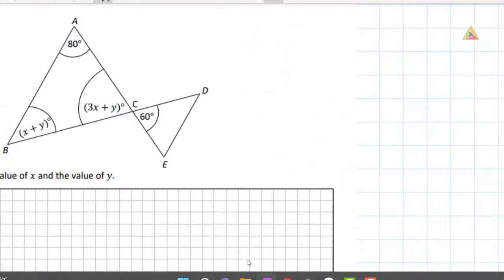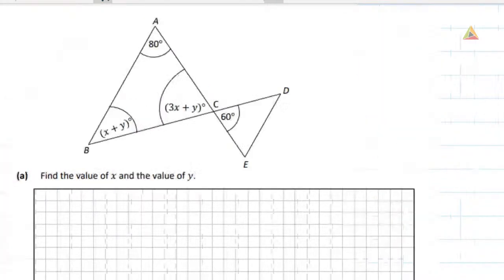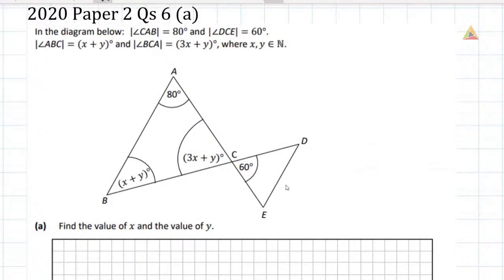Okay, so this question, in the diagram below, it says the size of the angle CAB is equal to 80 degrees and the size of the angle DCE is equal to 60 degrees. Now, how I know that that's what this is saying is that when it's written like this, the two straight lines here are telling me the size of, and this little symbol that looks like this is the angle. So I know that we're dealing with the size of an angle. And I'm given 3 letters for the angle. So this one here says the size of the angle CAB is equal to 80 degrees.